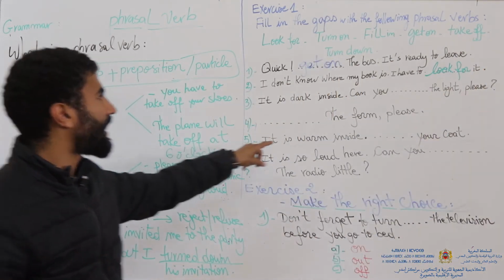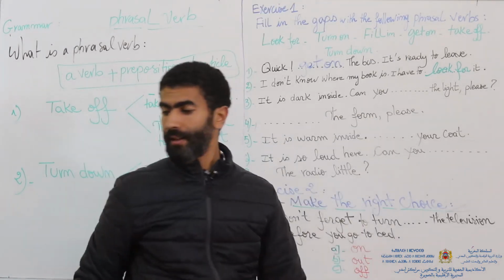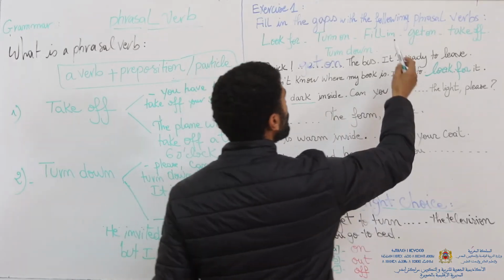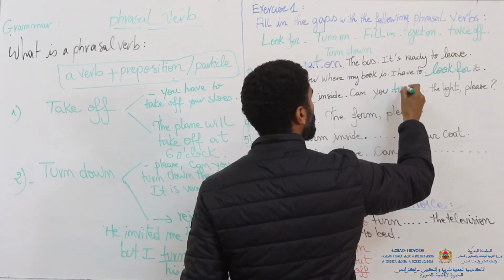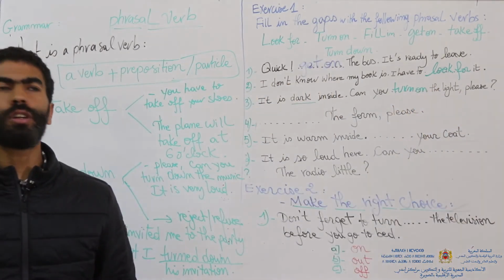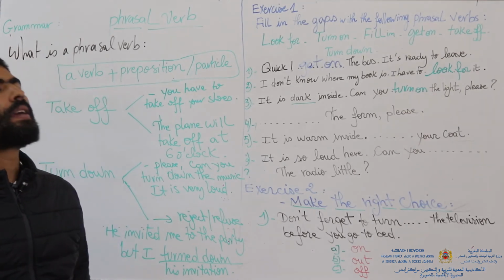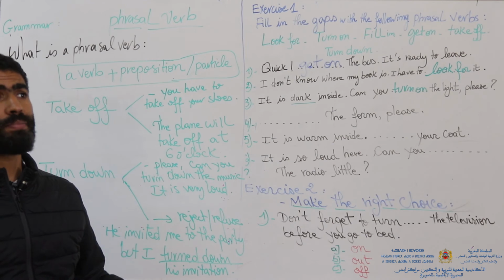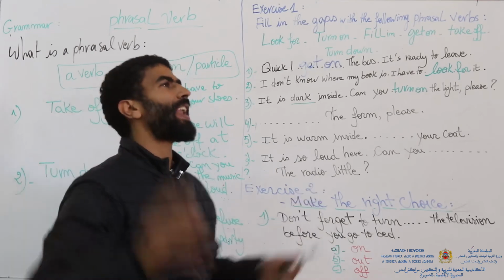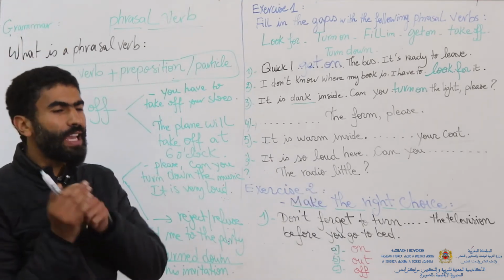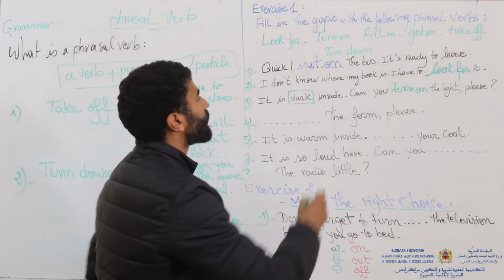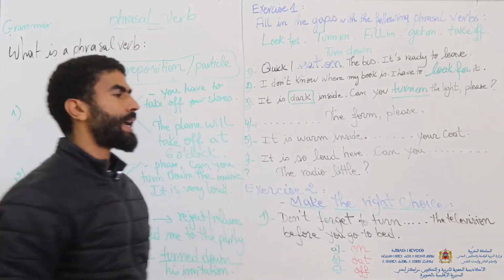It's dark inside. Can you? Then we have the light. So it's dark in here. Can you? Because we have dark, can you turn on? Turn on the light, please. Can you turn on the light, please? Or, for example, if you want to go to sleep, I have to turn off the light. I have to turn off the light when people go to sleep. But because we have dark, it has to be turn on the light.